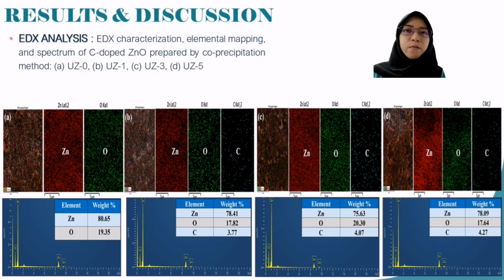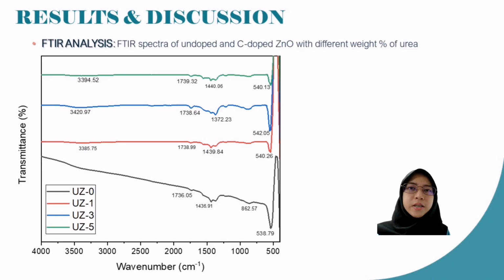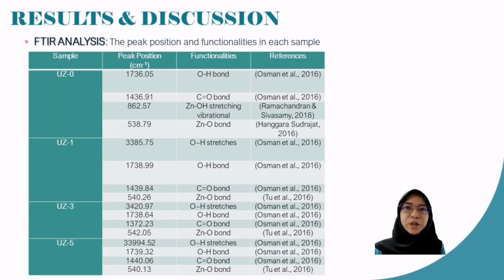EDX analysis confirmed that the C element is detected in the sample of C-doped zinc oxide. As shown in the EDX spectra, the peak of C and the weight percentage of the C element keep increasing as the amount of dopant increases. Next is FTIR analysis. The figure shows FTIR spectra of undoped and C-doped zinc oxide with different weight percentages of urea. The FTIR analysis demonstrates the functional groups present in all samples. And this table shows the peak positions and functionalities in each sample.